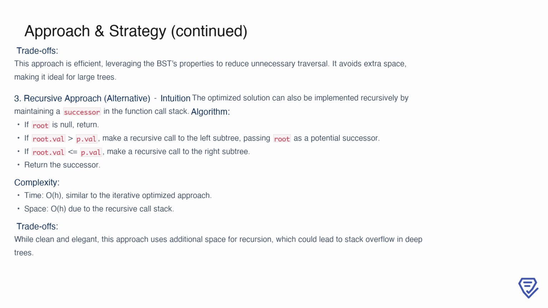While this recursive approach is elegant and concise, it introduces additional space complexity due to the recursion stack, which can go up to O(h). This could become problematic in deeply skewed trees, where the recursion depth may lead to stack overflow. Thus, while both the iterative and recursive approaches share the same time complexity of O(h), the iterative version avoids the risk of stack-related issues, making it more robust for large or unbalanced trees.